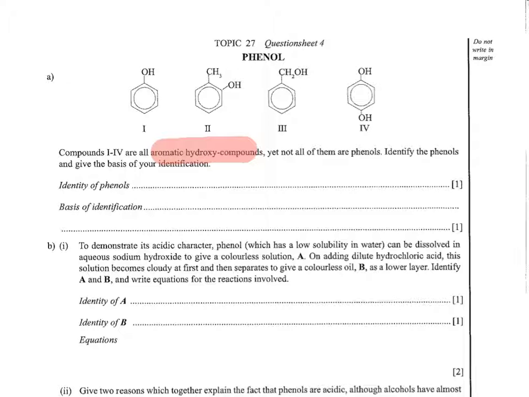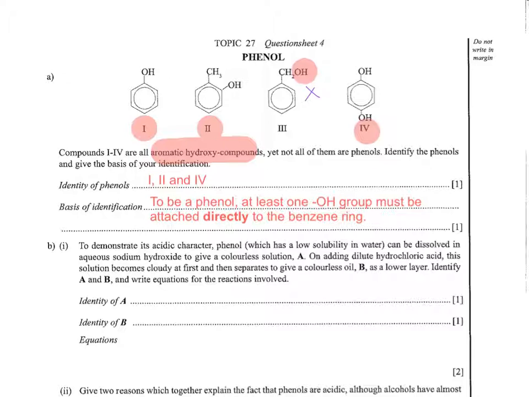So the phenols in this one are going to be all the ones that have the benzene ring with an OH group attached next to it. So this one's a phenol, this one's a phenol, and this one is a phenol. The one that isn't a phenol is that one, because if you look closely, you'll see that the OH group isn't directly attached to the benzene ring, it's attached to a C that's attached to a benzene ring. So like we've said throughout this clip, to be a phenol, a substance must have a benzene ring with at least one OH group attached directly to that benzene ring.